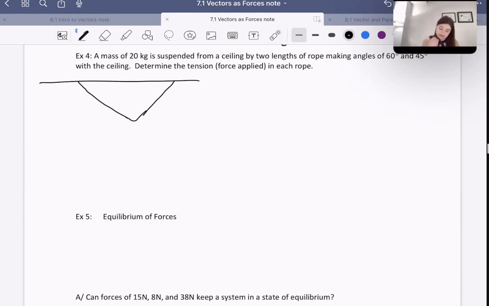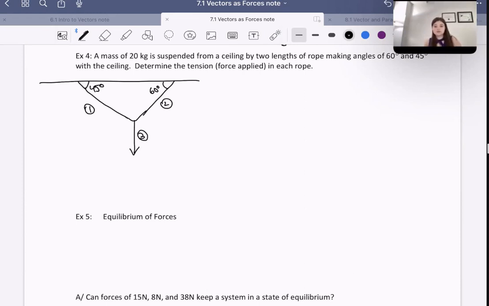So here we have 60 degrees, and here we have 45 degrees, like that. And so we have our 3 forces there, and then this object is pulling down, right? So we have 3 forces, right? We have the 1 force over here, 2, and 3. 3 kind of parts to this equation. Okay, so here it says determine the tension or force applied in each rope.